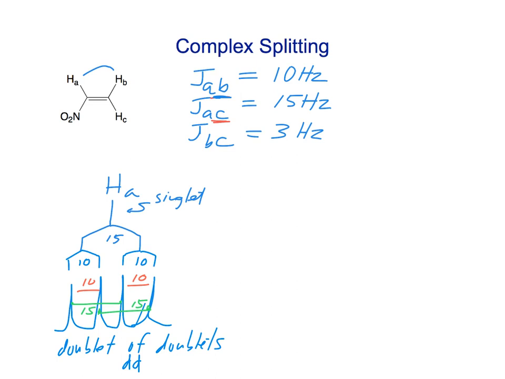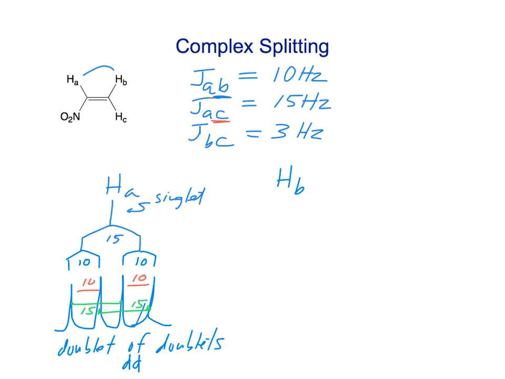Now, this is the easiest complex one we could have, a doublet of doublets. It could be a doublet of triplets or a triplet of quartets. It could be something very complicated. So let's just draw the other ones and see how they would differ from this peak. Okay, so we're going to draw the peak for HB now.